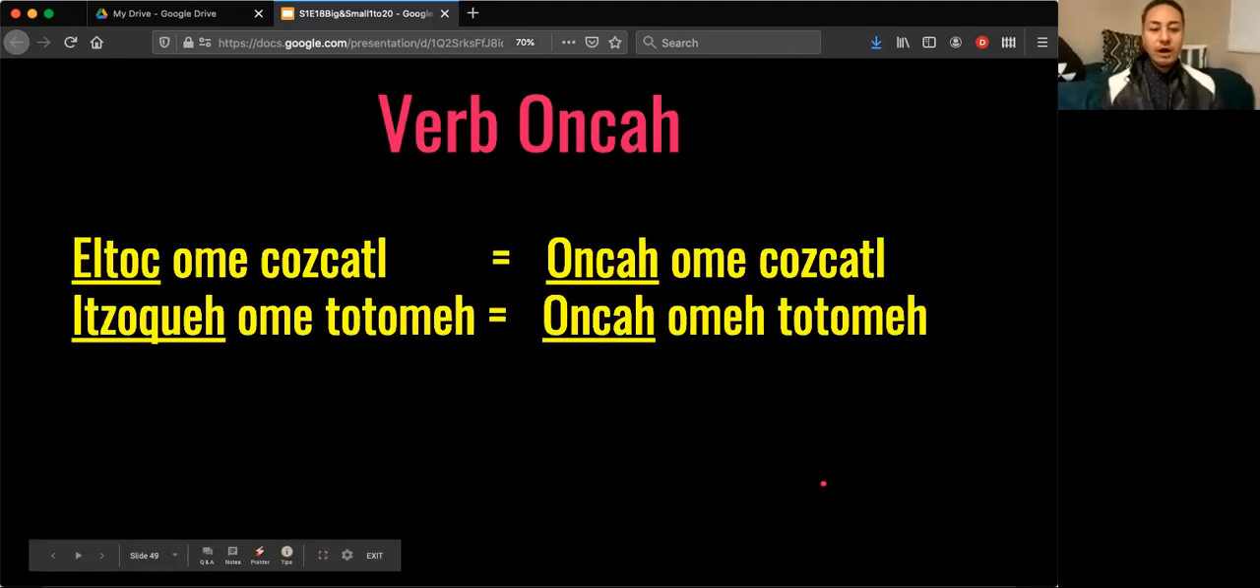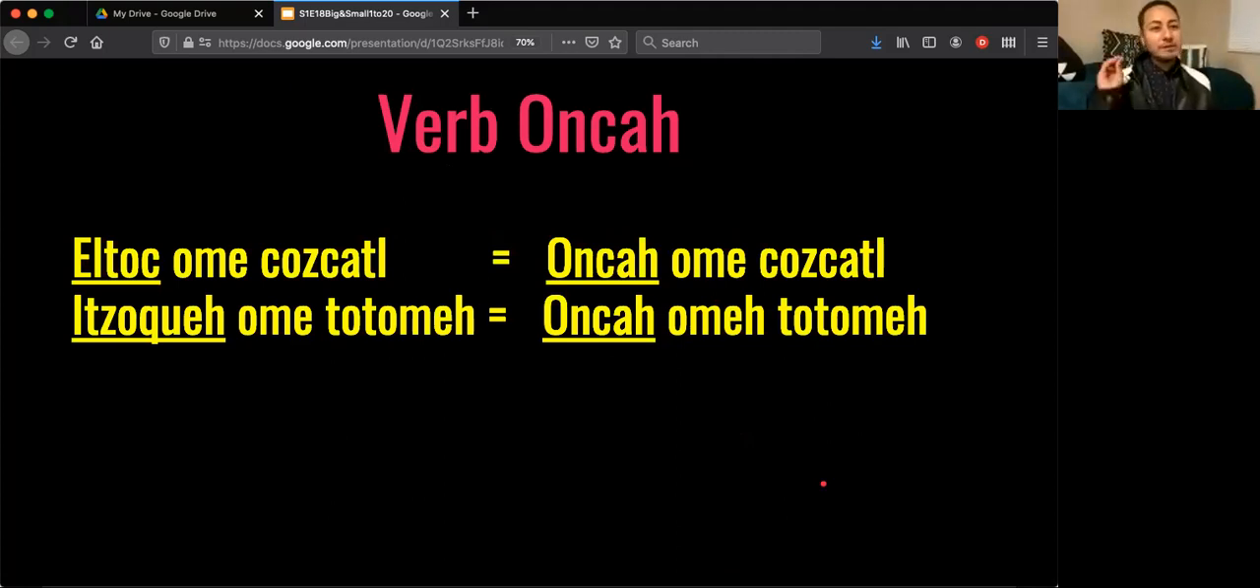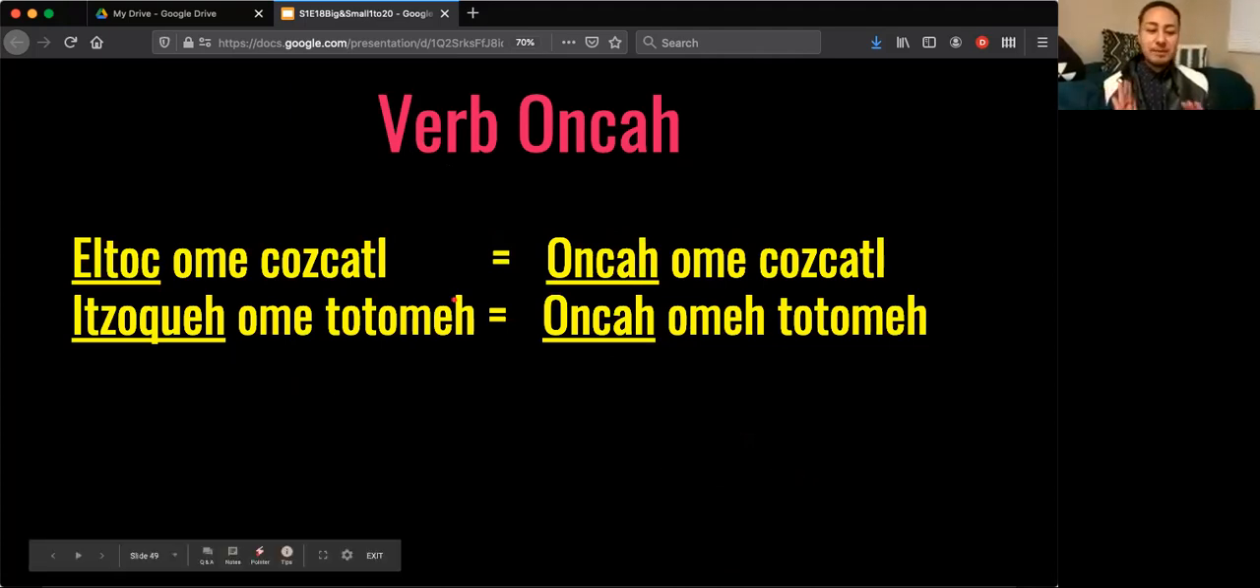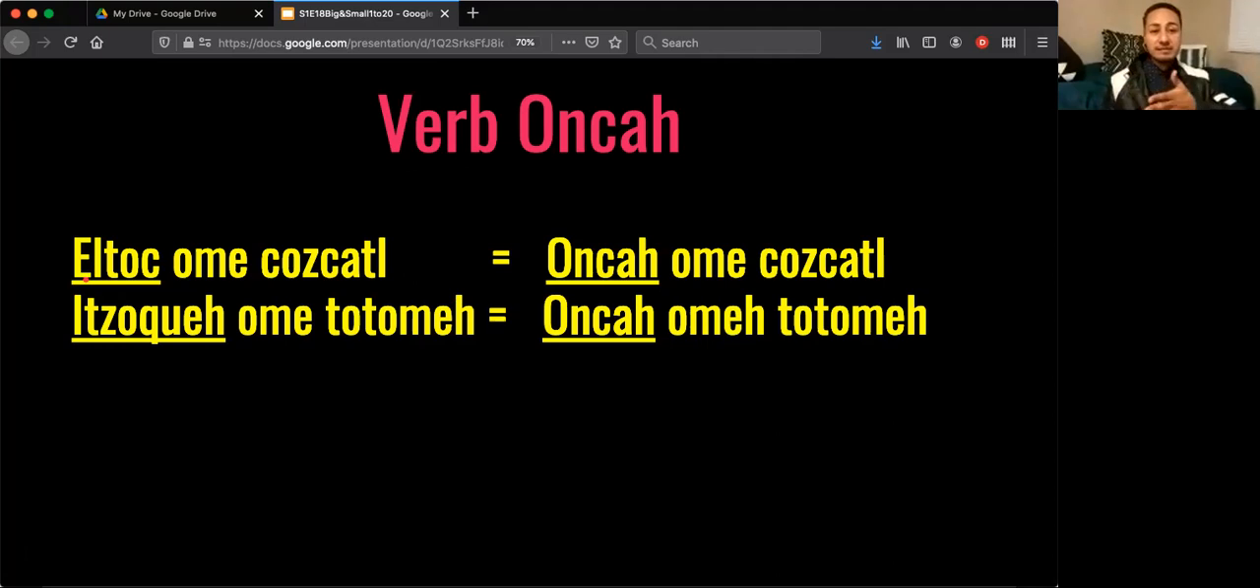All right, you may have noticed that in the last example, I used the verb onka a lot. And you're probably wondering what onka means. So onka is actually one of those words that can be applied to inanimate or animates. If you remember in the past, I had told you if you wanted to say there is a necklace, or in this example, there are two necklaces, we would be using the verb eltok. We say eltok ome koskatl. It means there are two necklaces.